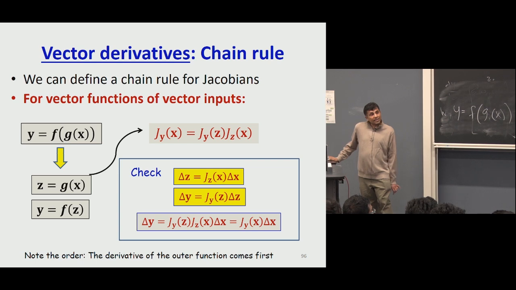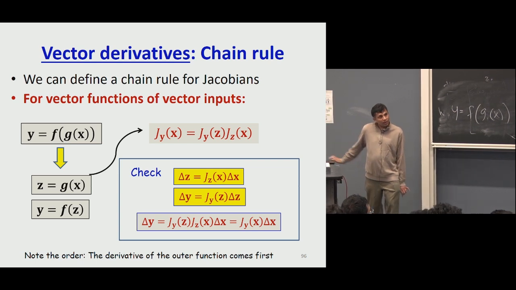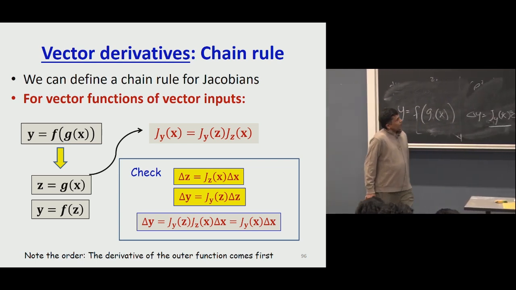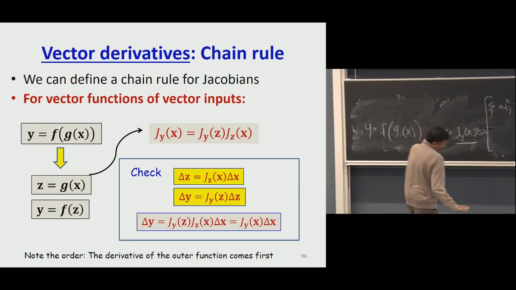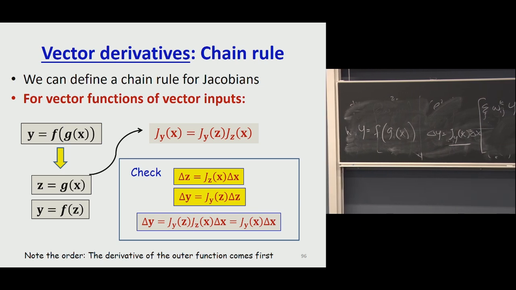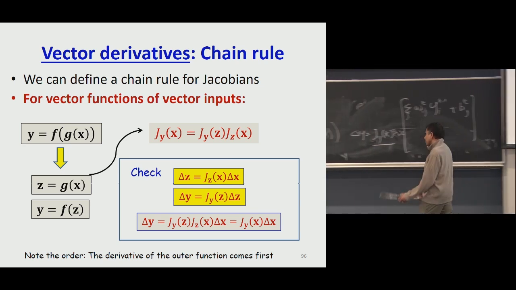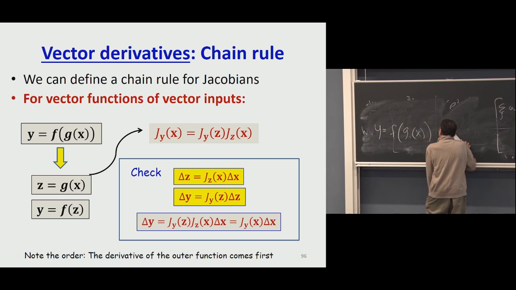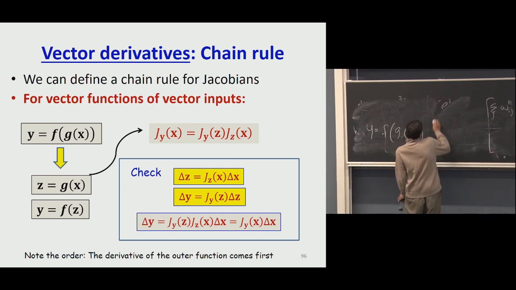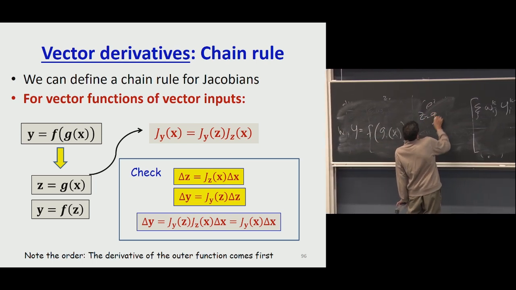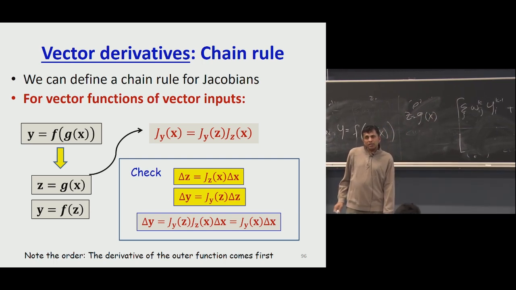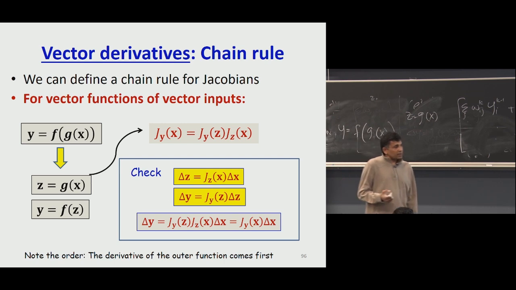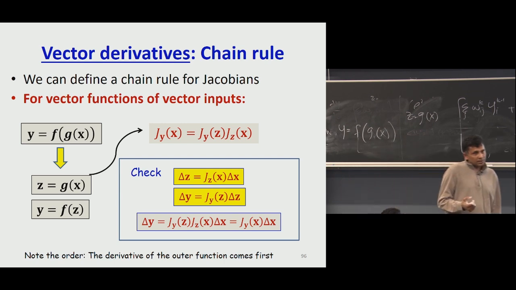So what if y is a scalar? In this case, let's assume y is a scalar. I'm still going to write z equals g of x. So z is still a vector, right? What is the derivative of y with respect to z? Is it a vector? Is it a matrix? Is it a scalar? What is it?